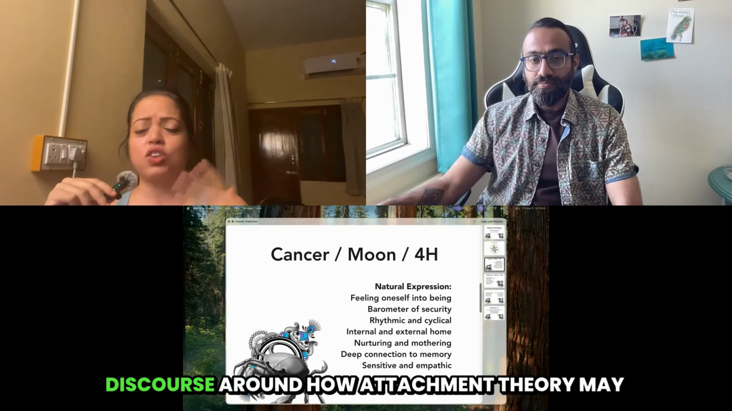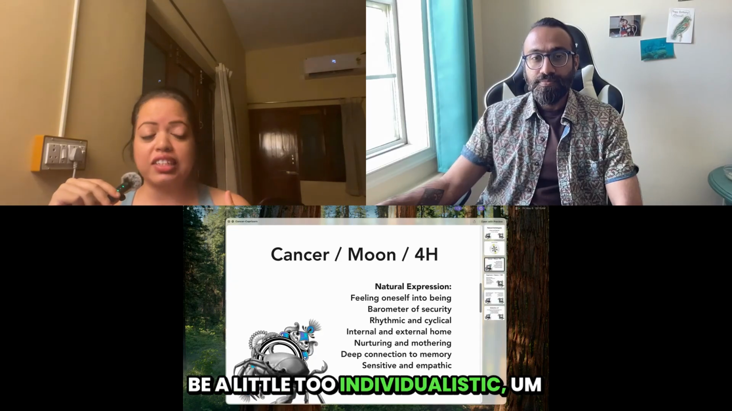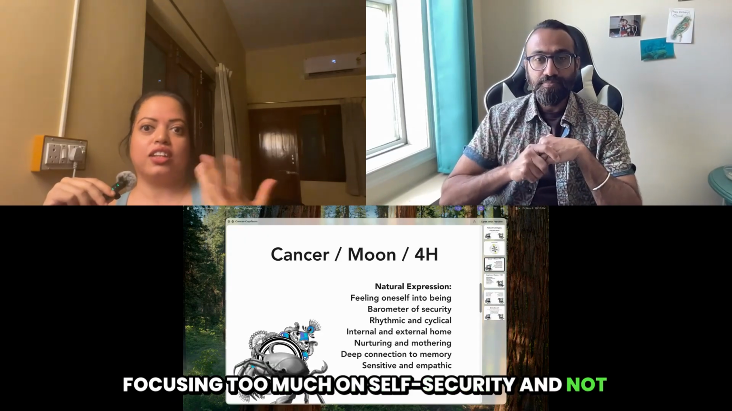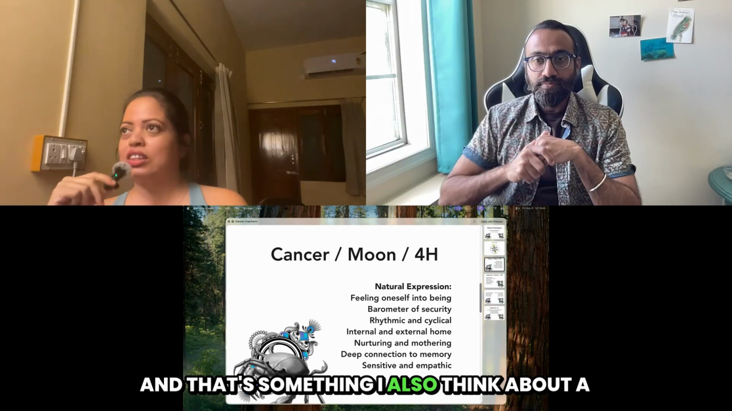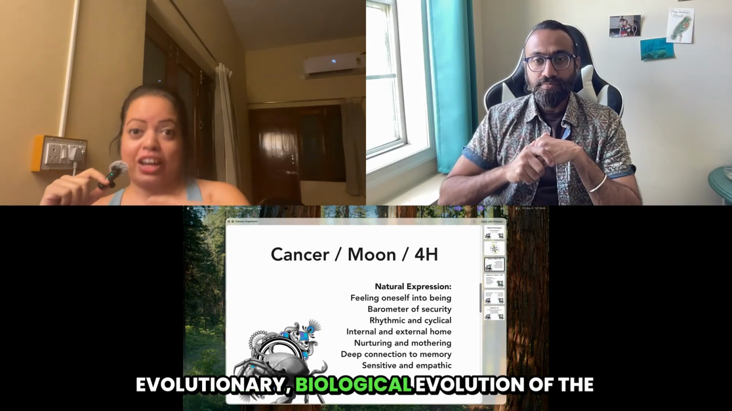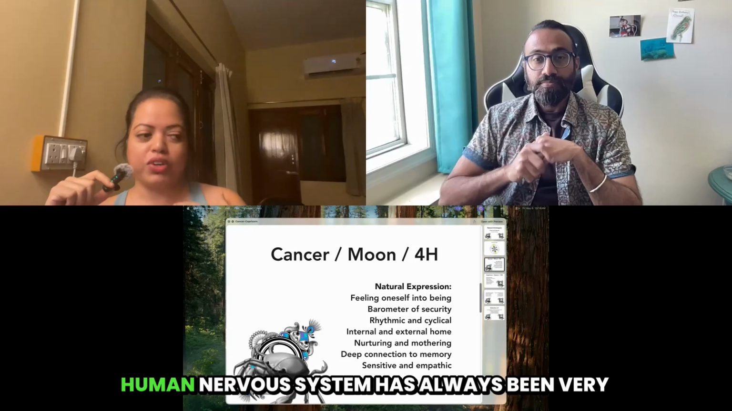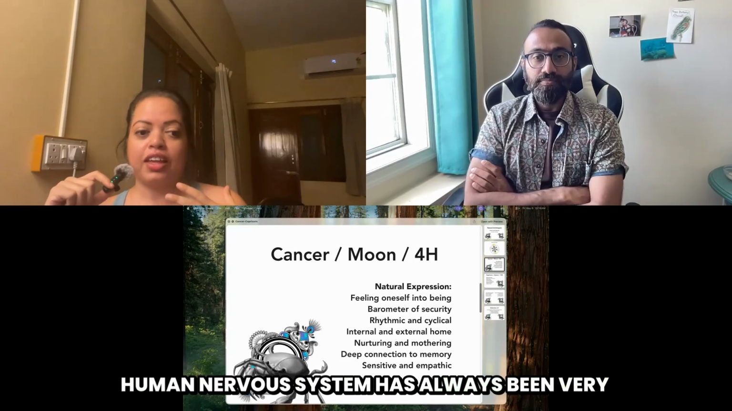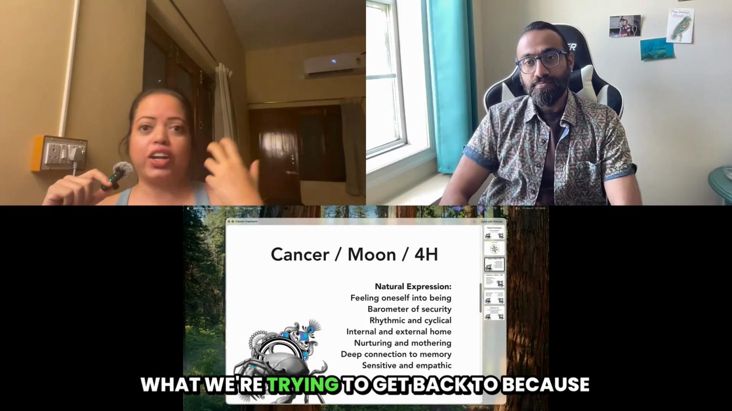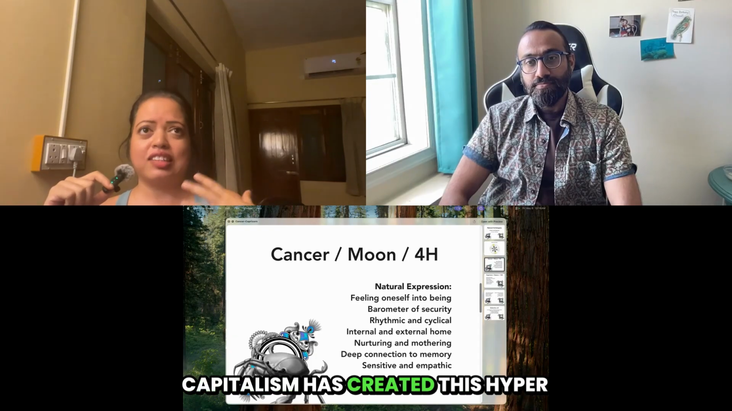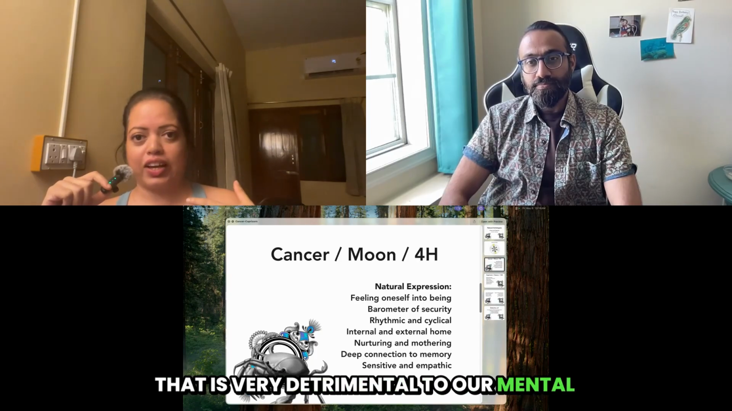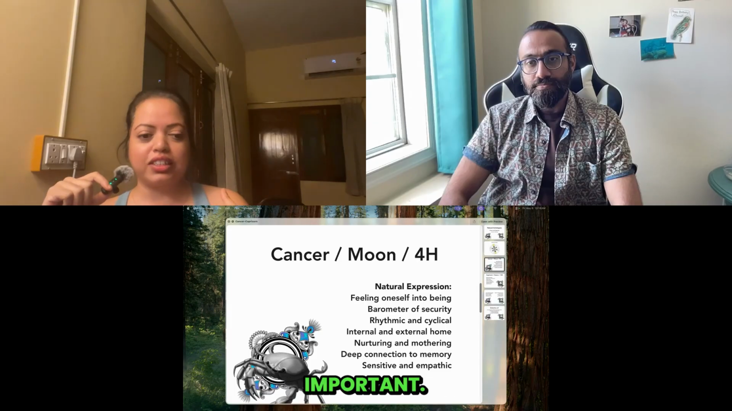And I think there has been a lot of discourse around how attachment theory may be a little too individualistic, focusing too much on self-security and not enough on community. That's something I also think about a lot these days, in the sense that the biological evolution of the human nervous system has always been very community oriented. And that's what, as activists, as leftists, we're trying to get back to, because capitalism has created this hyper-individualism, isolation, alienation that is very detrimental to our mental health. So getting back to community is very important.